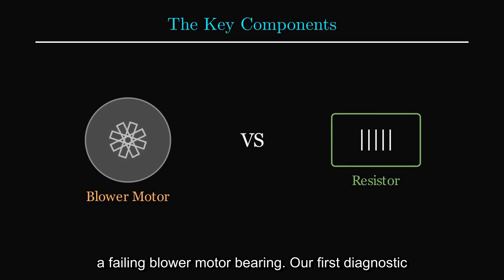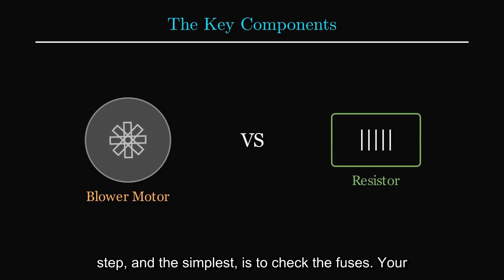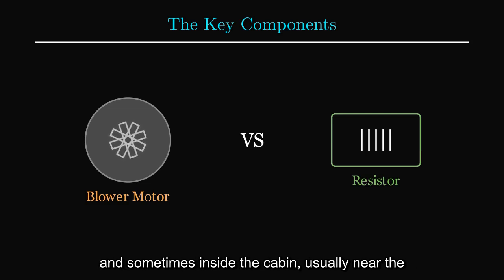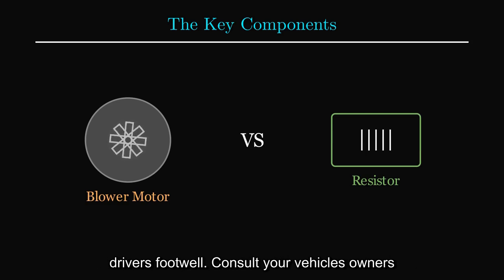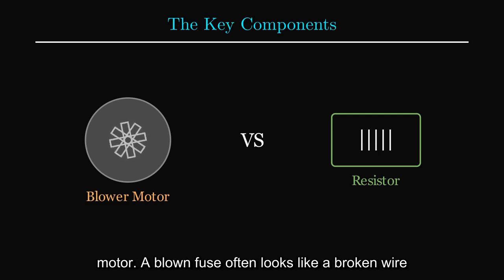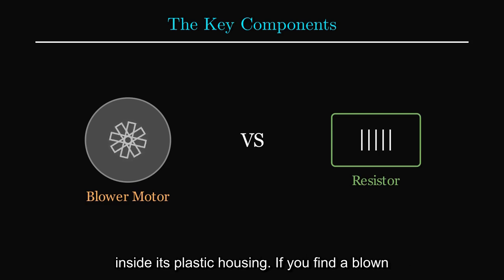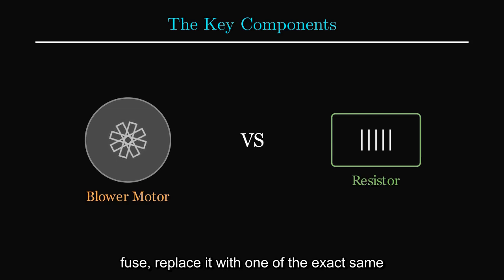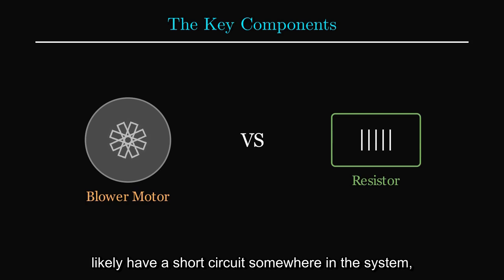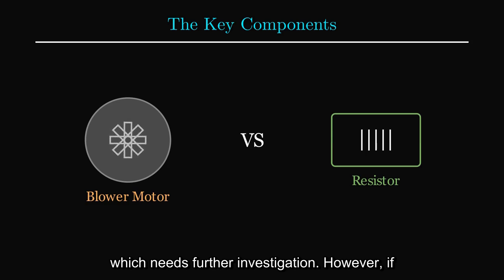Our first diagnostic step, and the simplest, is to check the fuses. Your car has several fuse boxes, typically under the hood and sometimes inside the cabin, usually near the driver's footwell. Consult your vehicle's owner's manual to locate the fuse responsible for the blower motor. A blown fuse often looks like a broken wire inside its plastic housing. If you find a blown fuse, replace it with one of the exact same amperage. If the new fuse blows immediately, you likely have a short circuit somewhere in the system, which needs further investigation.